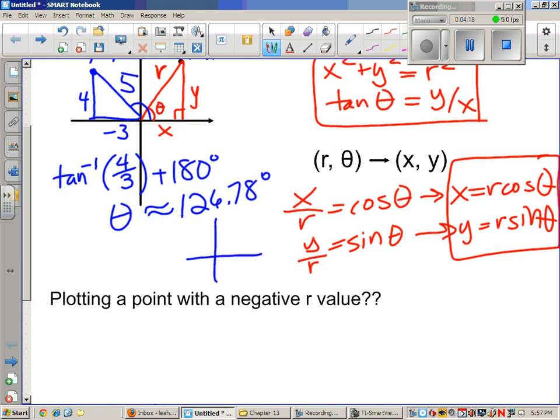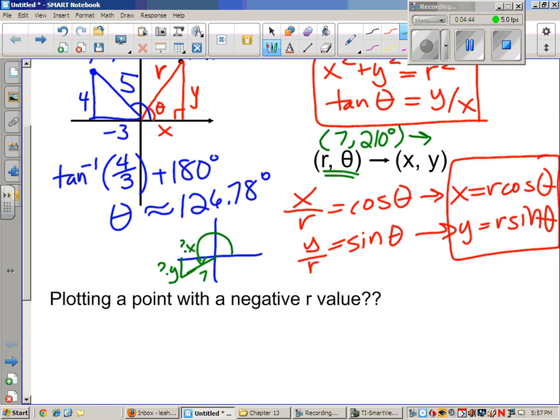Okay, let's say I had r, theta that was, let's say, 7 and 210 degrees. So that's my r, theta, and I want to convert to x and y. 210 would be all the way over here. It'd have a little 30-degree reference angle. If this is 7, I want to find the x, and I want to find the y.